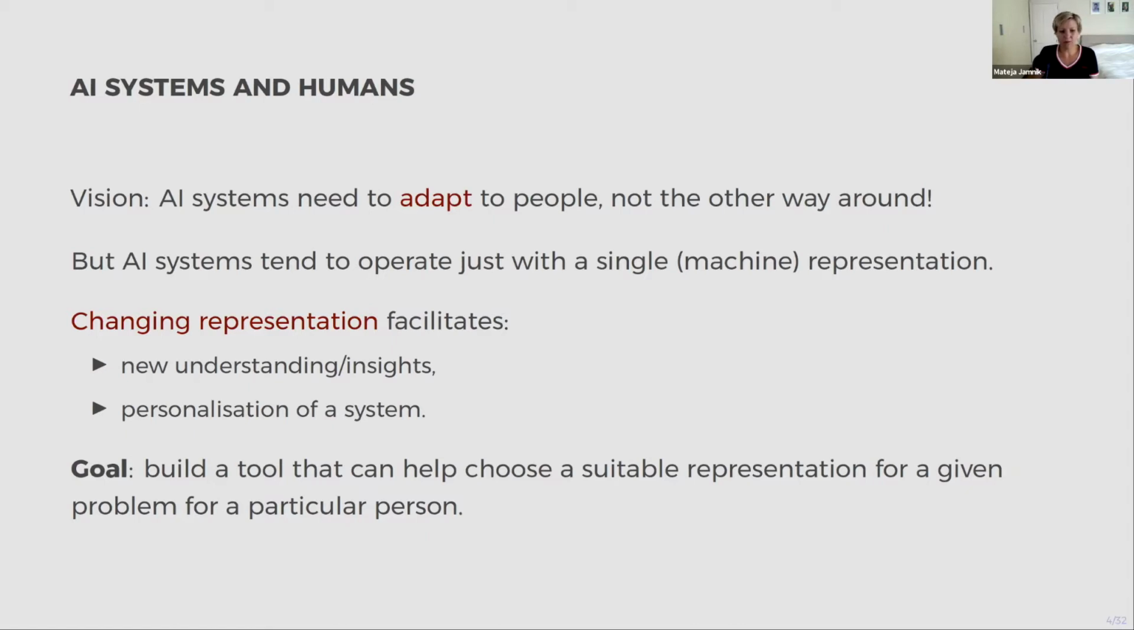So in this piece of work, we are trying to build a tool that will help us choose a representation that is suitable not just for the task that we are given, but also for the person who is trying to accomplish that task.